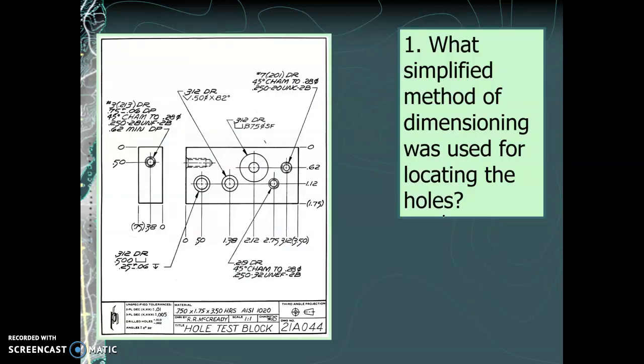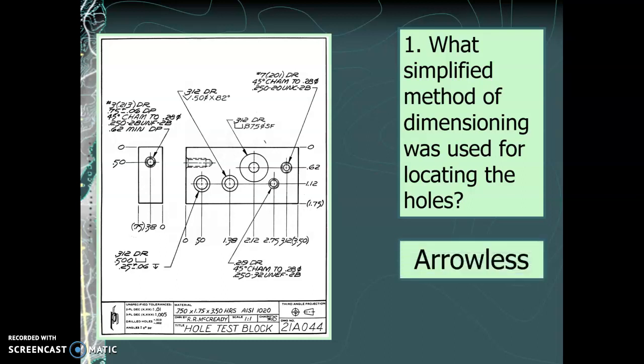All right, let's look at another practice exercise. What method of dimensioning was used for locating these holes? Now, our textbook calls these dimensions arrowless. But when you see these dimensions in AutoCAD, AutoCAD calls these ordinate. Ordinate. Sorry there. Okay, ordinate.